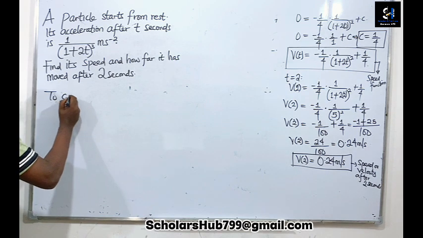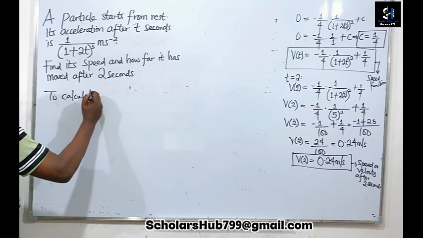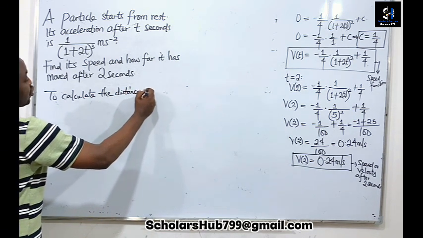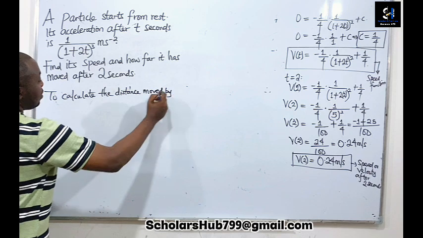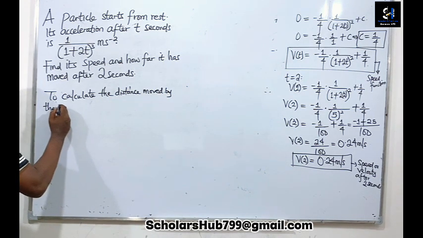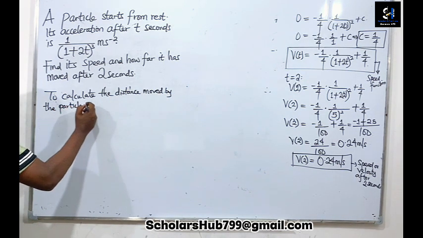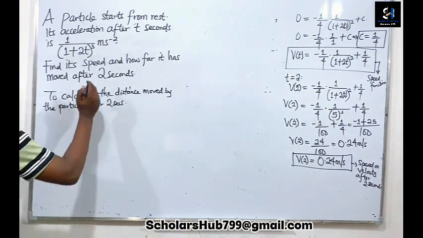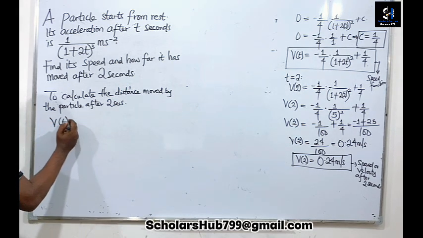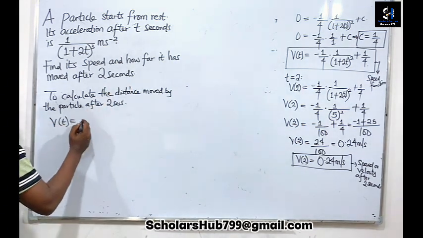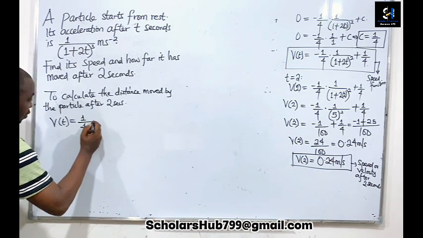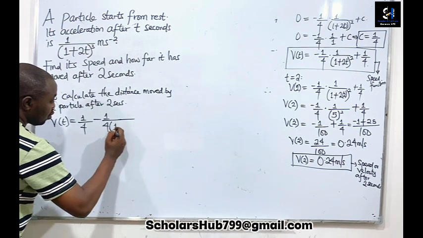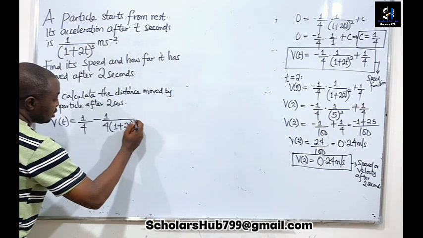So now to calculate the distance moved by the particle after 2 seconds, we're going to use the speed function equation, that is that equation there. So let me write 1 over 4 minus 1 over 4 (1 plus 2t) raised to the power of 2.